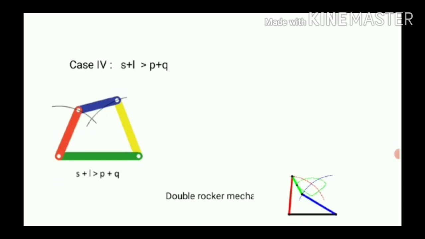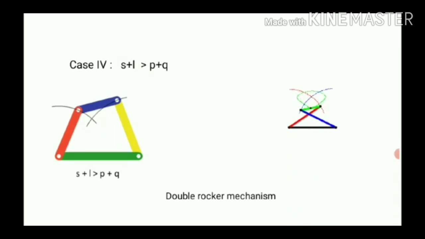We can see here its animated figure. Okay, here the links with red color and blue color act as rockers, with oscillatory motion. Okay, then the black color link is fixed, and the smallest link acts as a connecting rod. So these are the 4 inversions of the 4-bar chain mechanism. Okay, so next time we will see the single slider crank chain and its inversions. Thank you very much.